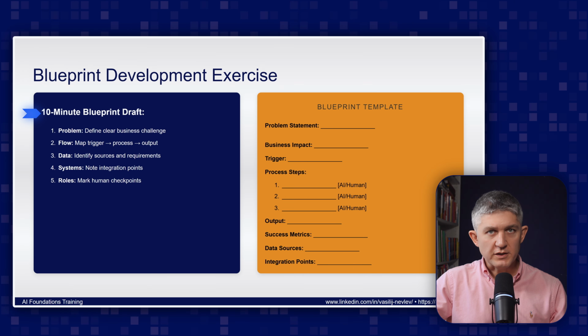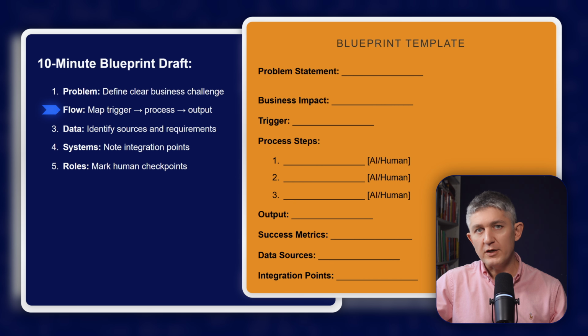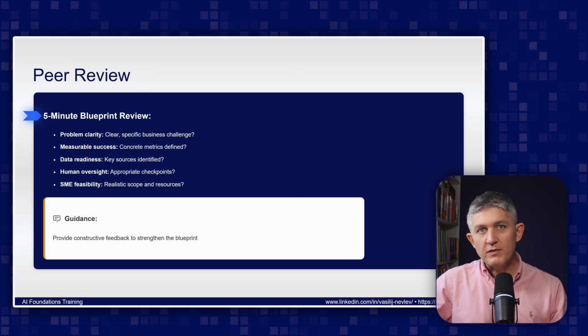Okay, take 10 minutes to draft your blueprint. Write the problem, map the trigger, process and output, list data and systems, and mark human checkpoints. Use the template on the screen and fill in the blanks. Pause the video and come back to it later. If you are doing it in a group, swap with a partner for a 5-minute review.